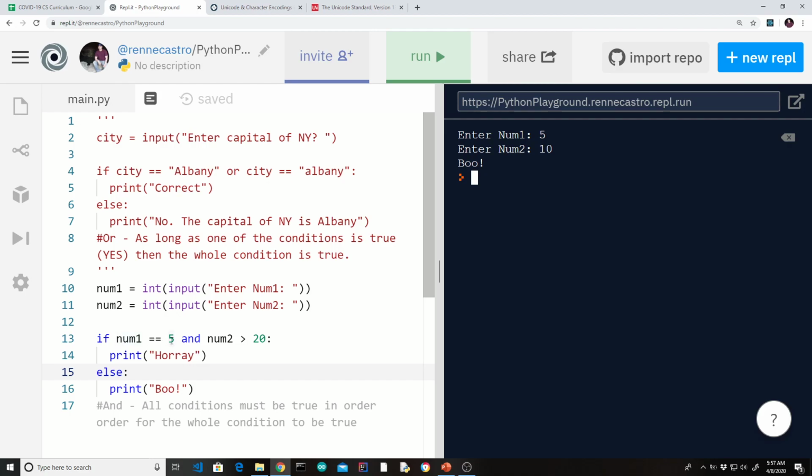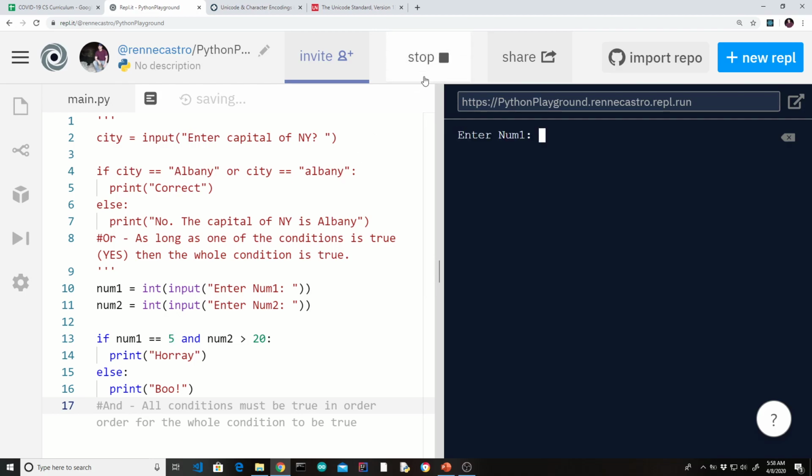Number 1 was equal to 5, so that is a yes. But then the person entered 10. Is 10 greater than 20? No, it's not. And if you look at our definition, both sides have to be true. Both answers to the questions have to be yes. All right? Let's run it again.